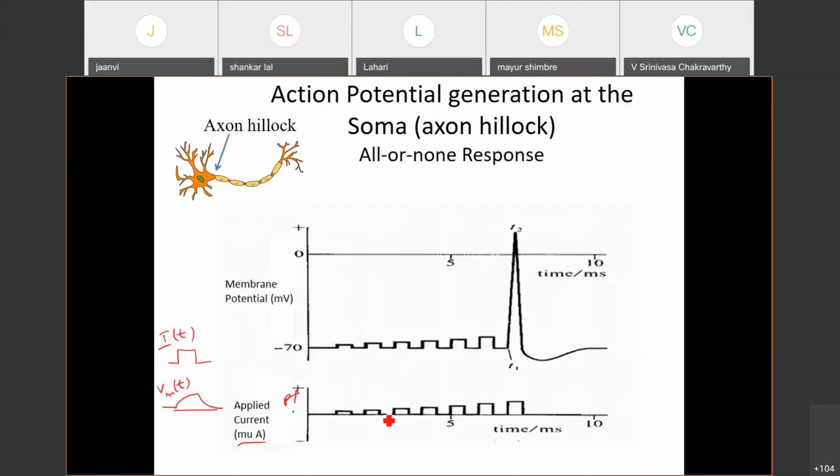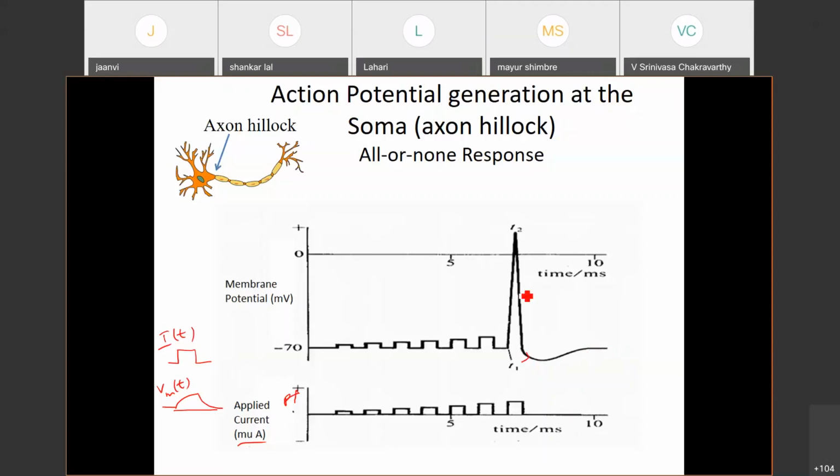Now, as you keep increasing this current amplitude, the voltage response also keeps on increasing. But this monotonic increase goes only up to a point. Beyond a point, when you increase the current amplitude, there is a sudden sharp increase in voltage. It's a nonlinear increase in voltage, where the voltage, which is normally negative, goes all the way, crosses zero, and becomes positive, goes to a peak value, and then quickly drops back to the baseline value of minus 70, and actually goes even below that, to even more negative values like minus 80 or something. Then slowly comes back to the baseline value of minus 70.